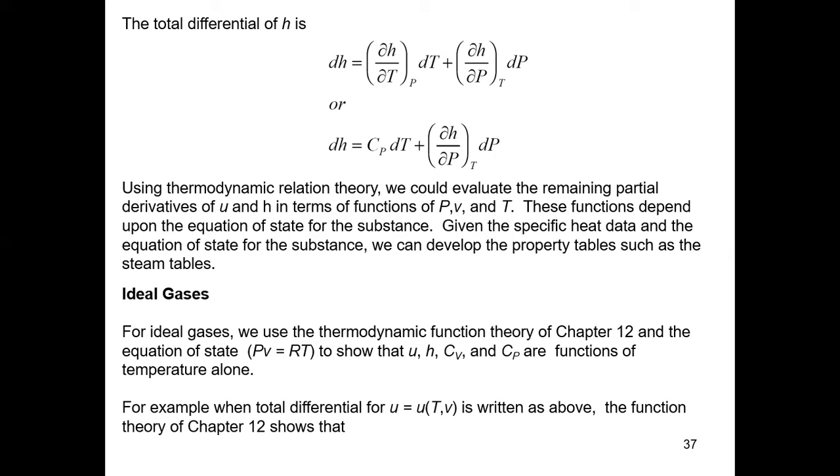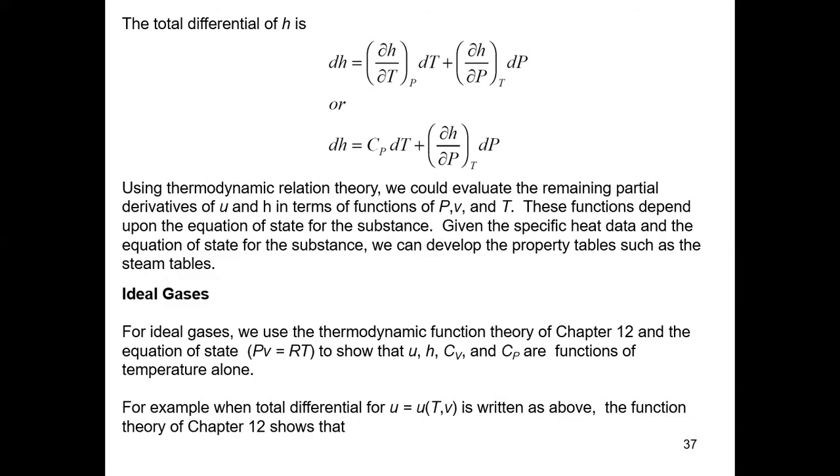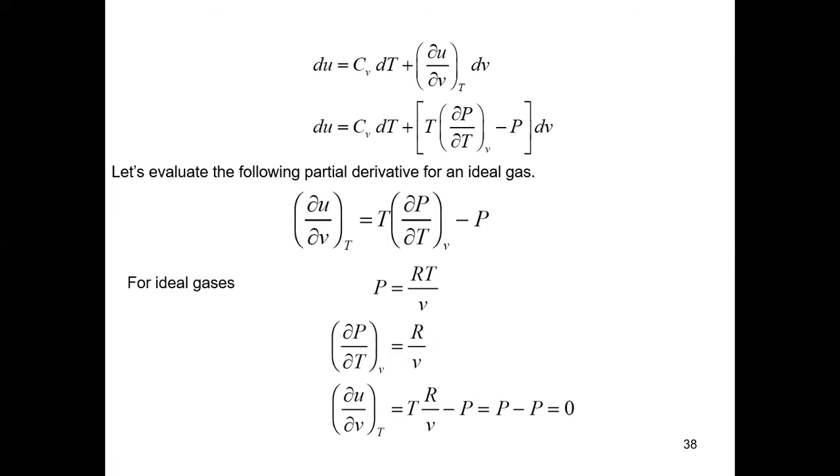Using thermodynamic relation theory, we could evaluate the remaining partial derivatives of U and H in terms of the functions P, V, and T. These functions depend upon the equation of state for the substance. Given the specific heat data and the equation of state for the substance, we can develop the properties tables such as the steam tables. For ideal gases, we use thermodynamic function theory of chapter 12 and the equation of state PV equal to RT to show that U, H, internal energy, enthalpy, specific heat at constant volume, and specific heat at constant pressure are functions of temperature alone.